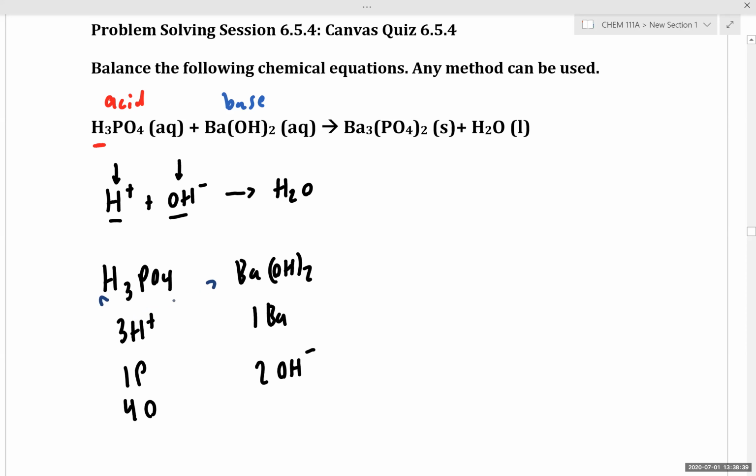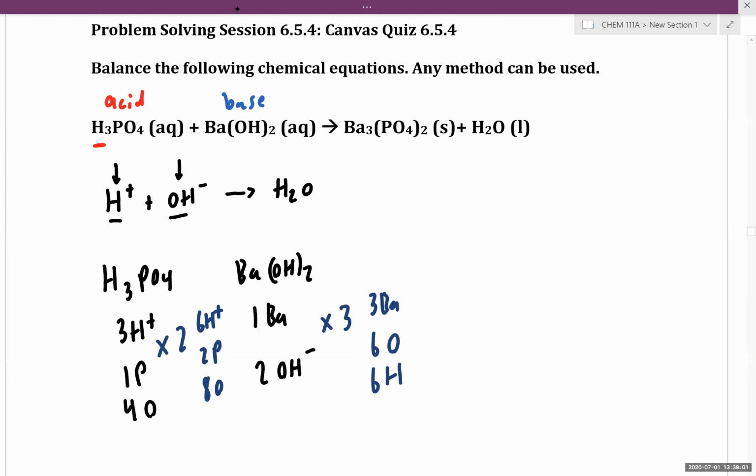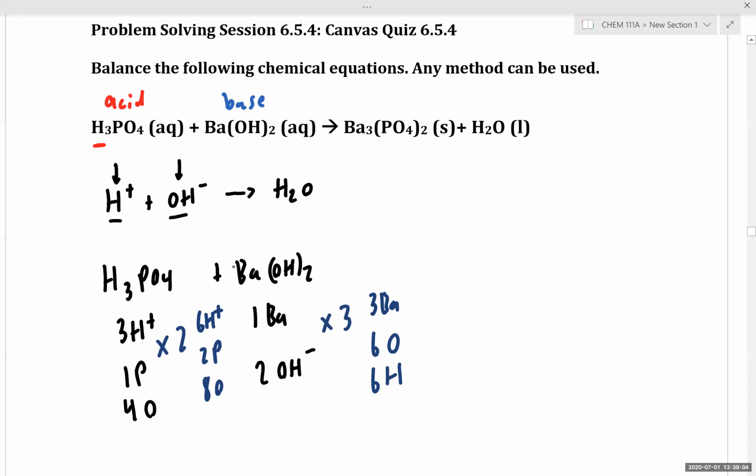So I'm going to multiply my number of H plus atoms by 2 to give us 6 H plus, 2 phosphorus, and 8 oxygens. I'm going to multiply my number of hydroxides by 3 to give us 3 bariums, 6 oxygens, and 6 hydrogens. Okay. Continuing on, looking at barium phosphate, we see that we have 3 bariums, 2 phosphorus, and 8 oxygens. So we've balanced it using this acid-base shortcut.